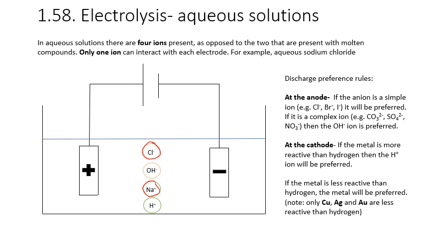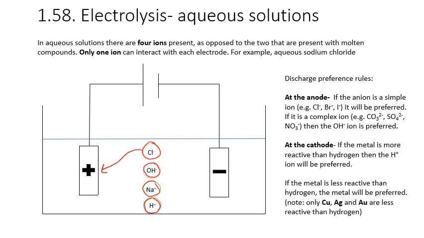Now, only one of each type of ion, so only one negative and one positive, can interact with each of the electrodes. That means we have to figure out which one goes where. And to do that, we use discharge preference rules. So, at the anode, if the anion is a simple ion, like chloride or bromide or iodide, it will be preferred, so it will go to the electrode. If it's a complex ion, it will stay in solution, and the OH- ion will go to the electrode. In this case, we have a simple ion, so the chloride ion will go to the anode.